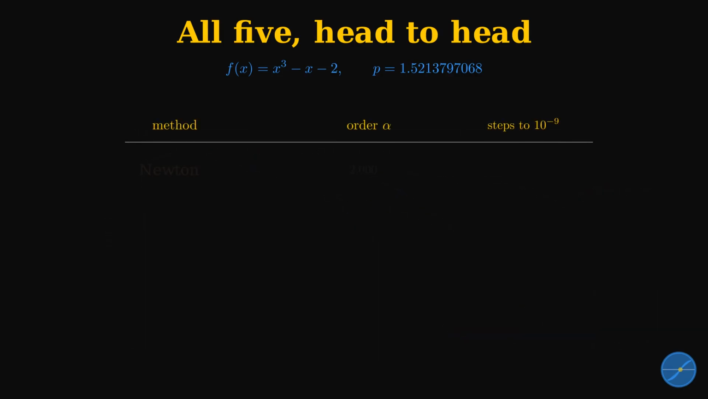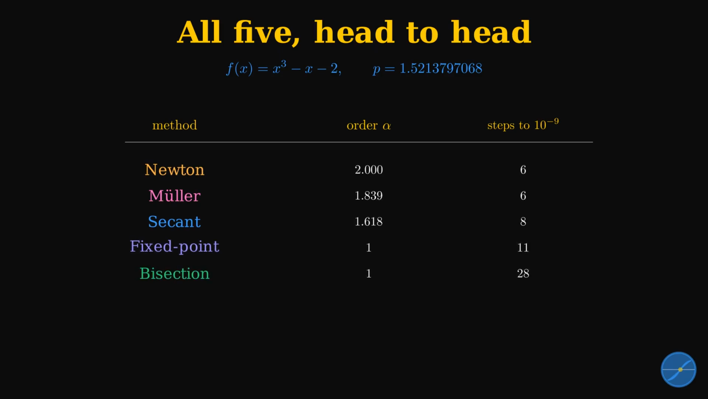The same story in numbers, steps to 9 digits, ranked by order. Notice Müller ties Newton here. Even at lower order, its 3 seeds are a head start. Order sets the asymptotic speed, the starting guess does the rest. Two honest footnotes, because the clean table hides two subtleties.